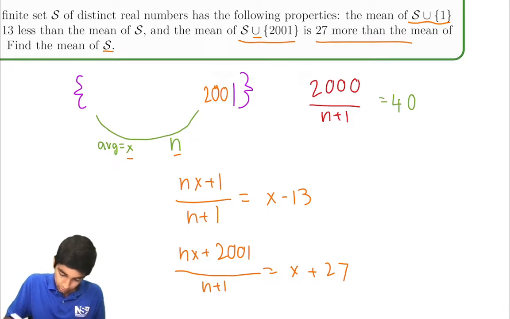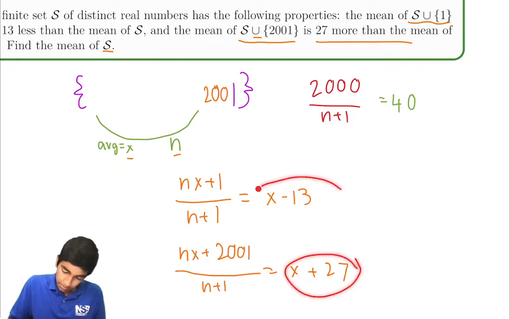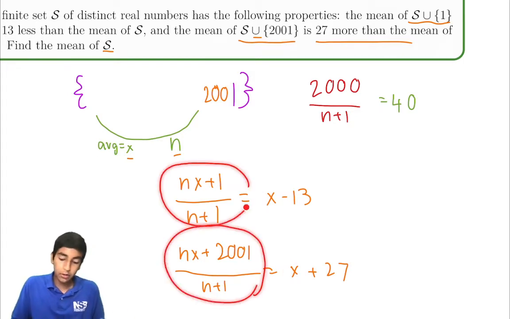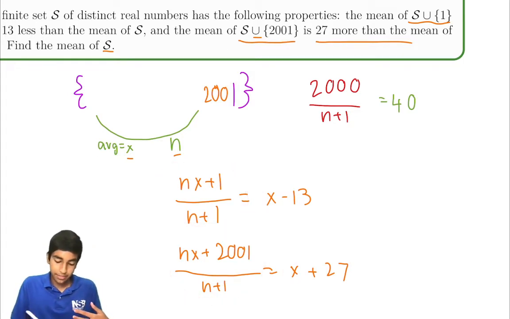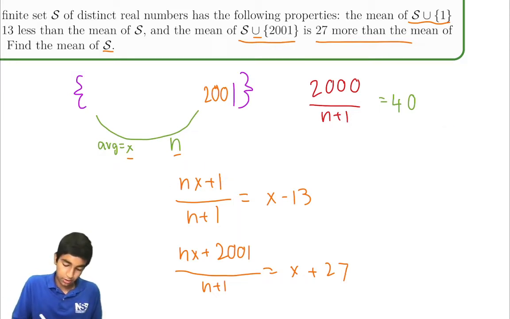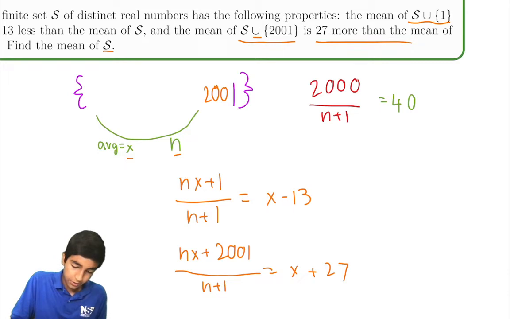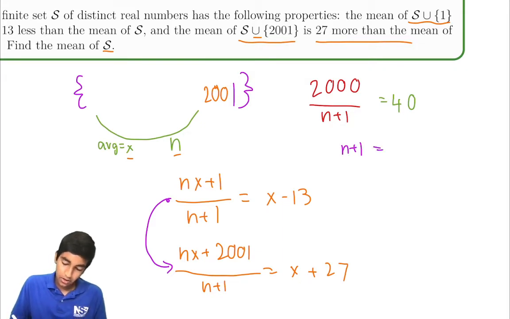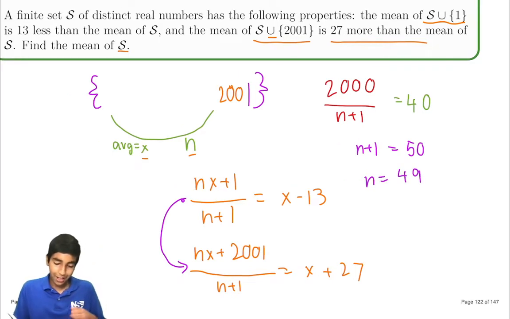Because this term is 40 more than this term, and this term is 2000 over n plus 1 more than this term over here, these must be equal. We're just basically subtracting this equation from this equation. So what do we get from here? We have n plus 1 is 50, or n equals 49. So now we know the value of n.